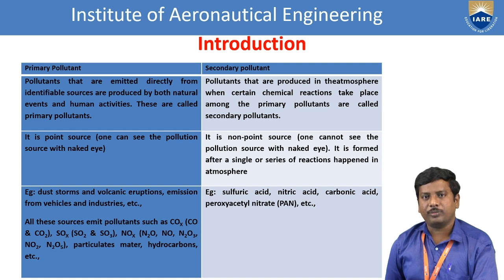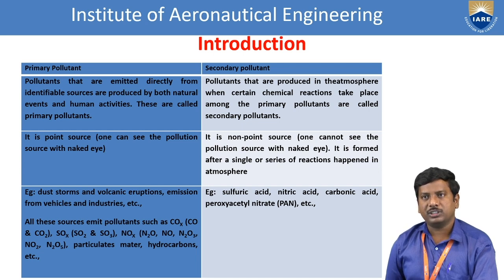So what are the examples of primary pollutants? Dust storms and volcanic eruptions, and emissions from vehicles and industries. The emitted pollutants are carbon oxides, that is carbon monoxide and carbon dioxide; sulfur oxide derivatives, sulfur dioxide and sulfur trioxide; and nitrogen oxide derivatives, nitrous oxide, nitrogen monoxide, nitrogen dioxide, N2O3 and nitrogen pentoxide N2O5; and particulate matter, hydrocarbons, etc. That means these primary pollutants involve the derivatives of carbon, sulfur, and nitrogen.